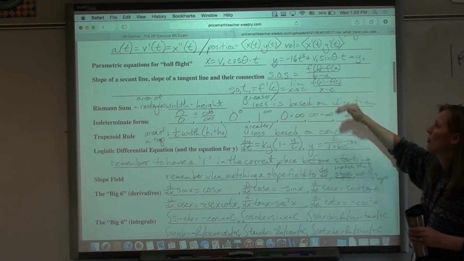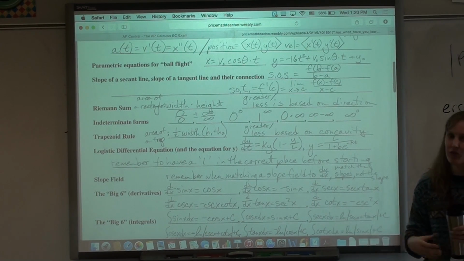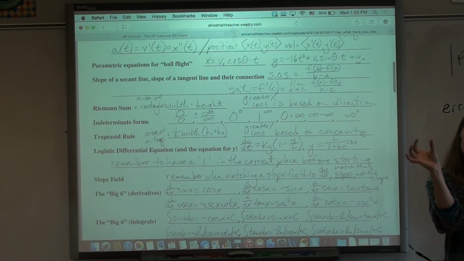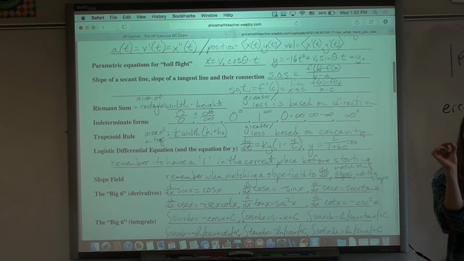Slope of secant, slope of tangent. Slope of secant is just old-fashioned slope. Slope of the tangent is the limit as x approaches a specific value. It's really slope without a change in x. It's slope at a point.